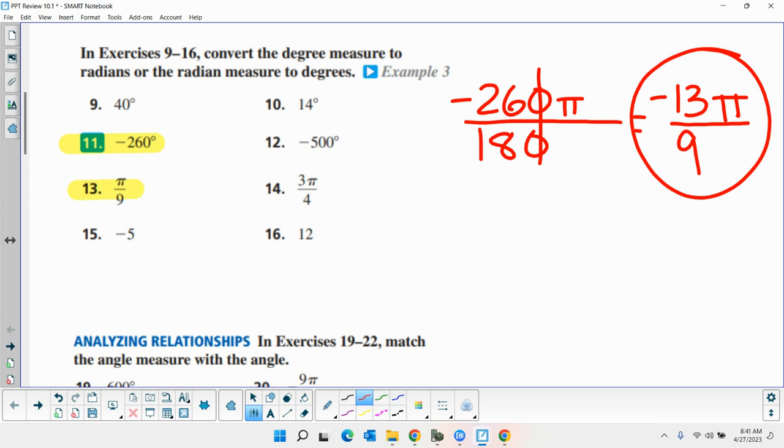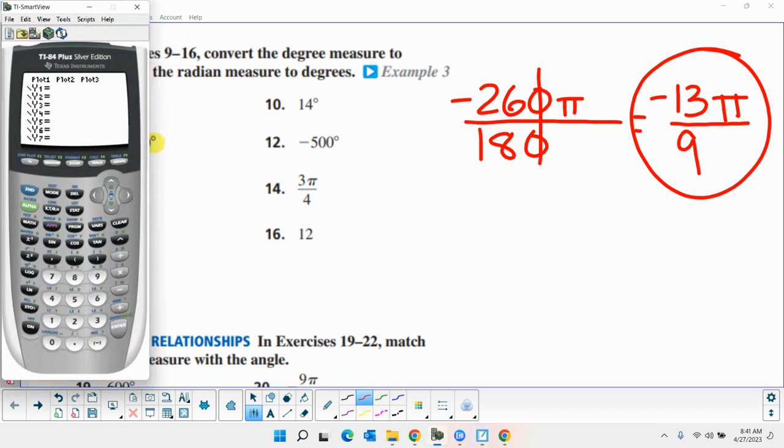Okay, that's how it should be. Again, on your calculator, negative 260 divided by 180. Enter. You get a decimal. I don't want the decimal. Hit math, enter twice. I want that. Okay? Simple. Got it, Pete?